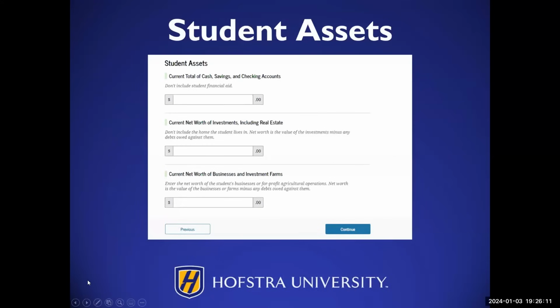Then it's going to ask about student assets. It's going to ask the total of cash, savings, checking, anything that's in the student's name. It will ask about anything in the student's name like investment net worth, like real estate. Again, it's not the home that the student lives in, or any current net worth of businesses or investment farms. If it is 0s, you would indicate 0s. And it is looking for the information as of today when it is taking into account the assets.